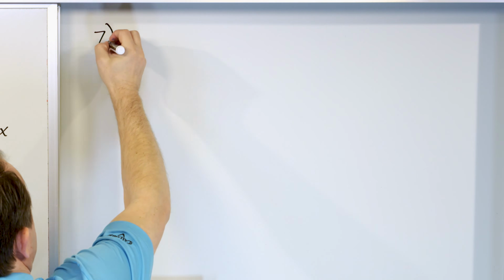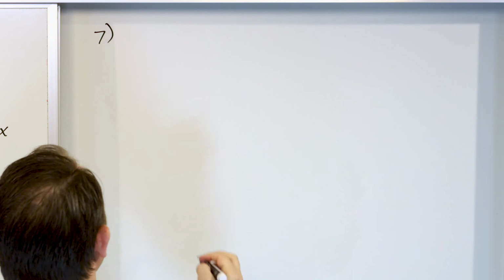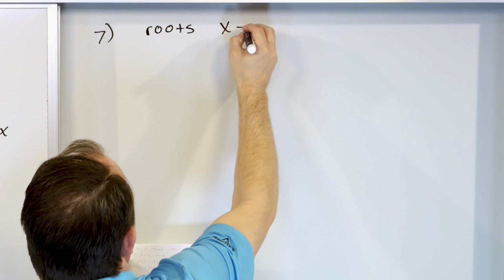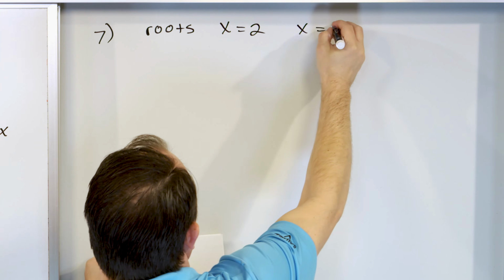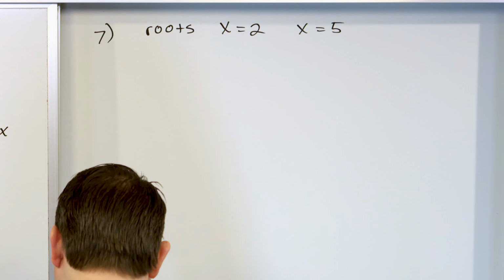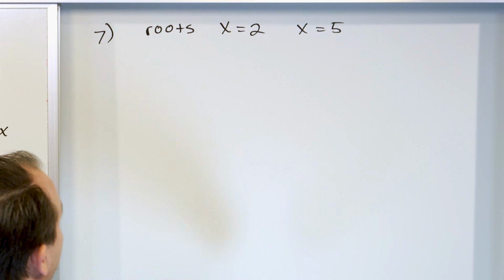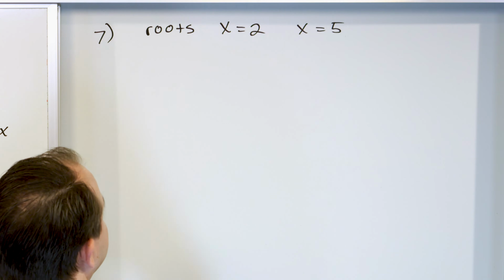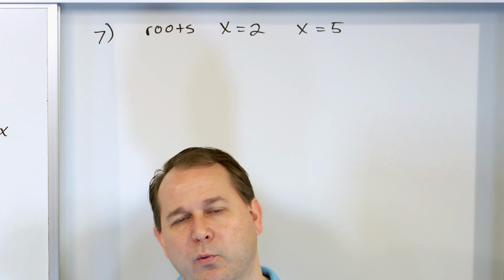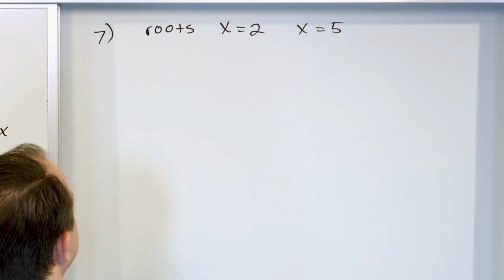All right, so let's say we want to find a quadratic with what we call integral coefficients, meaning whole number coefficients, where the roots are at x equals 2 and at x equals 5. Those are the roots, and we want to figure out what a quadratic with integral coefficients is. So the first thing you should do is find the sum of the roots and the product of the roots, because that's what's in the equation that we have there.